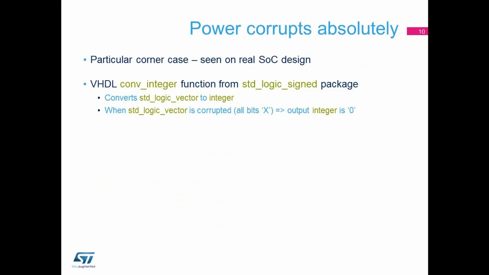One particular case here that I thought was worth highlighting, because we fell into this, is the VHDL conv integer, which we were using to turn std logic vectors into integers. When you feed the conv integer with an X, you get a 0 out if any of the values going in are X.